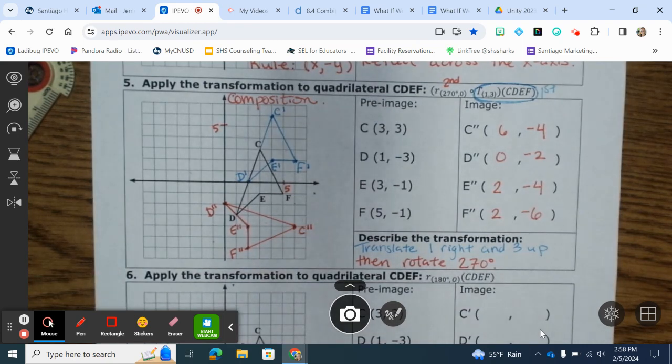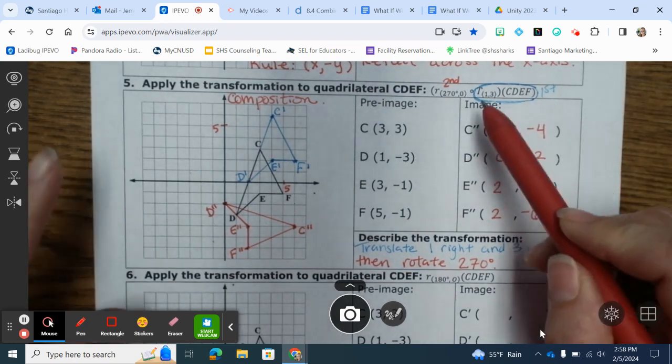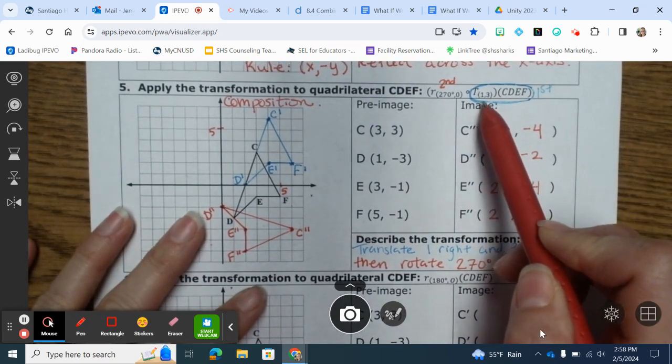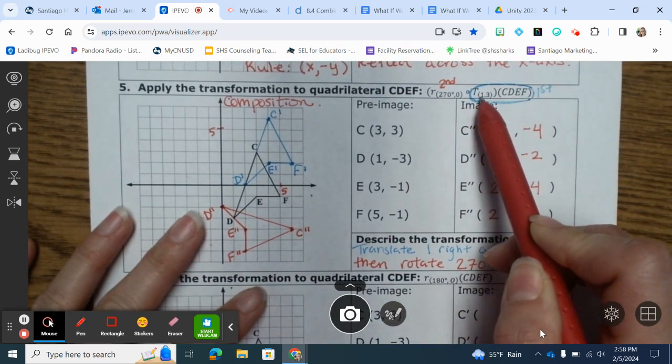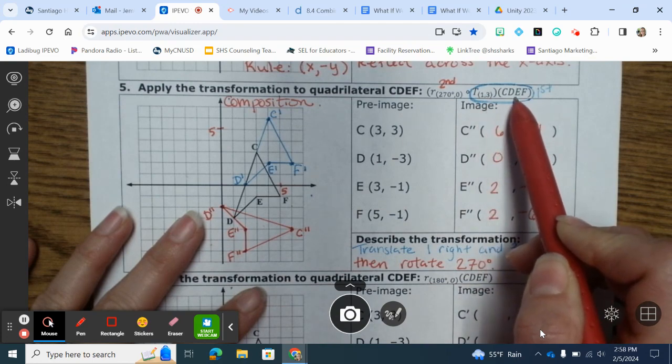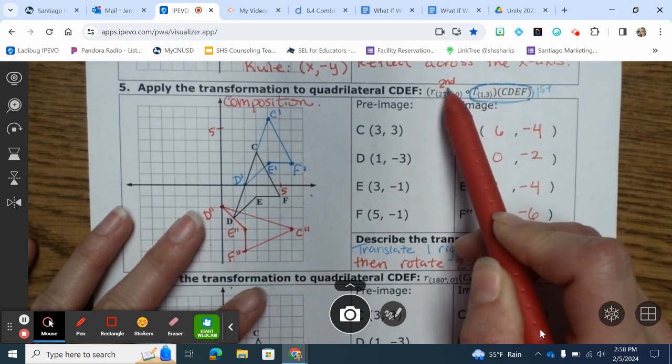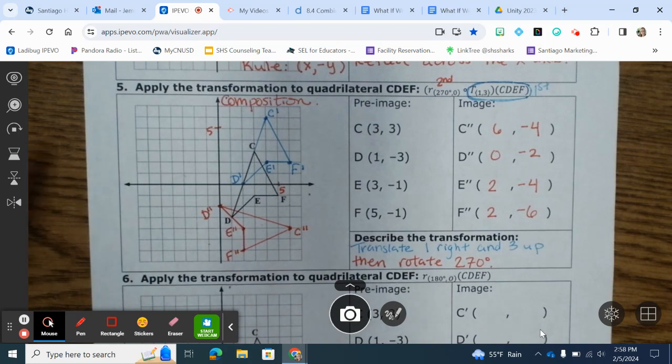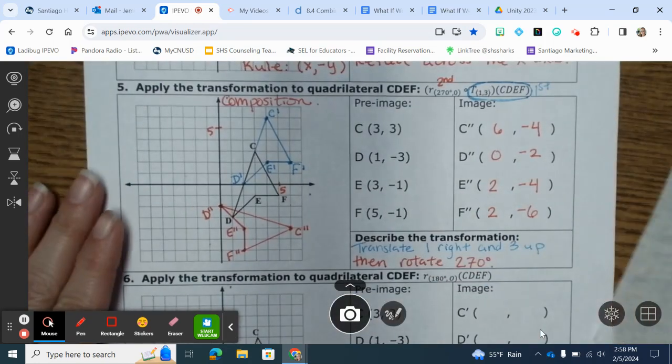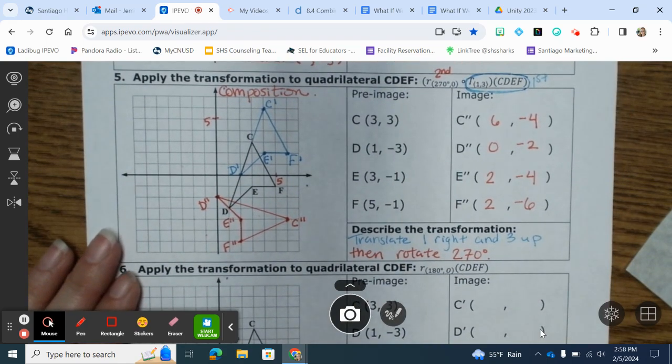And one more to go, and then you can work on the practice. So 5, I know it's unique. It's something that you haven't seen before. Just remember that just like all the other compositions I've done, I'm going to do whatever operation's closest to C, D, E, F, and then the outside one. So first and then second. Yay. Just an exposure to that today. I know that part's new, but just getting you warmed up.